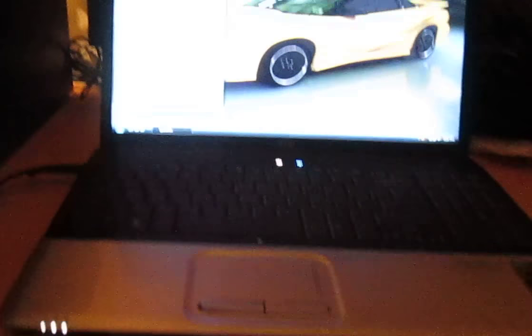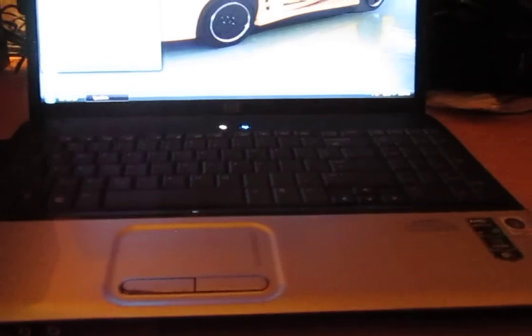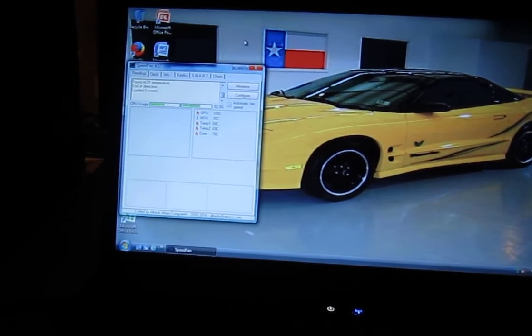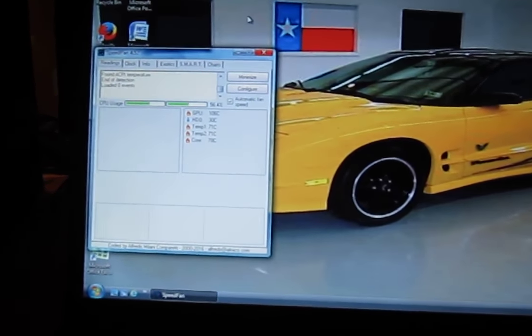I believe the DV6000 series laptops also had the same issue, but this is a laptop from 2007. This is an HP G60 249WM, so it's basically your Walmart special laptop from 2007 that comes with an AMD Athlon X2, but I know you guys can't probably see that well because of the lighting of the camera. And I'm actually running SpeedFan to show you what it's really doing.